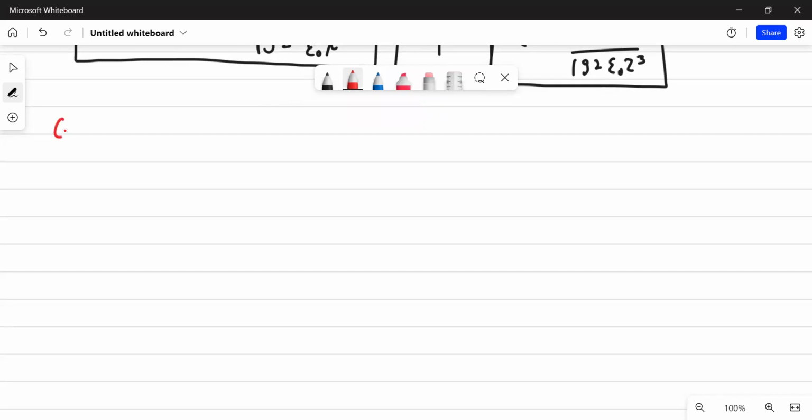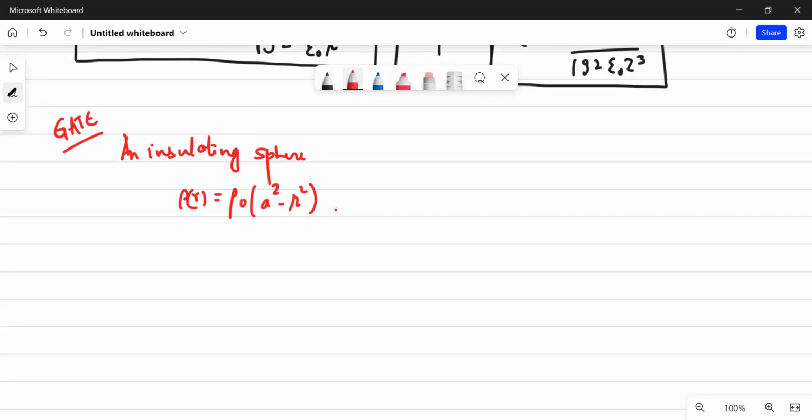देखो, एक क्वेश्चन जो एग्जाम में है वही देखते हैं। So this particular question was asked in GATE exam. Okay, and question was saying that an insulating sphere carries a charge density given by rho of r equals rho naught, and it was given a minus r square, and then I think cos theta, and r is less than a.